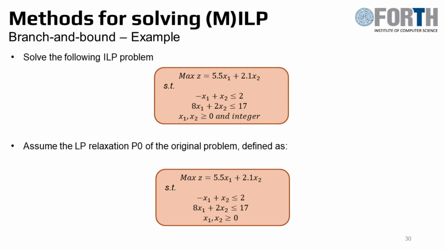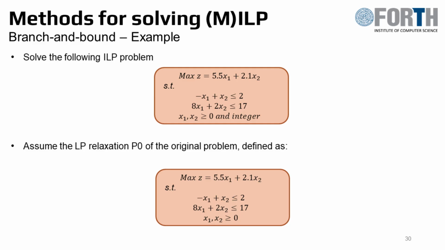As in any branch and bound procedure, we begin by relaxing integrality. That means we now allow x1 and x2 to take continuous values. This relaxed problem is called P0. Solving P0 will give us, first, an upper bound on the optimal integer objective value, since this is a maximization problem. Second, information about whether branching is necessary. If the LP solution is already integer, we are done.